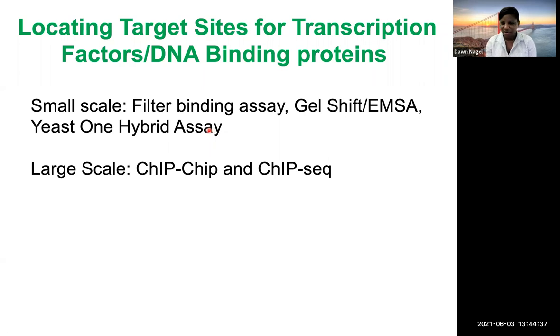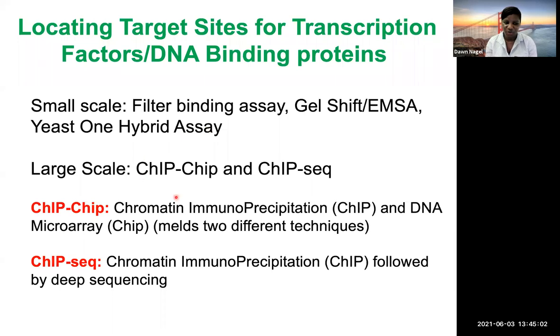There's a large scale method that we use if we want to see what DNA in the genome this one protein is binding to. Is it binding to 500 genes? Is it binding to 1,000 genes? Right, so you need to do a large scale method for this. And this large-scale method is referred to as chromatin immunoprecipitation, or ChIP.